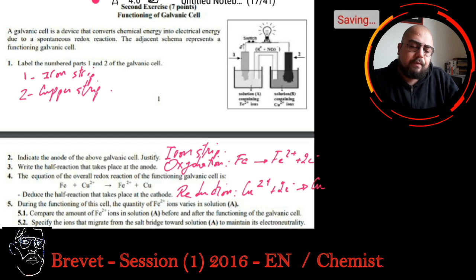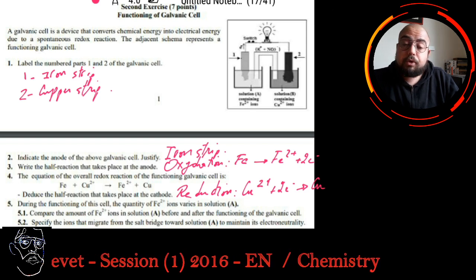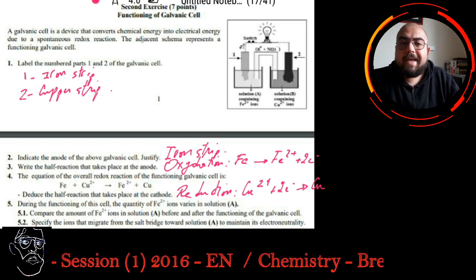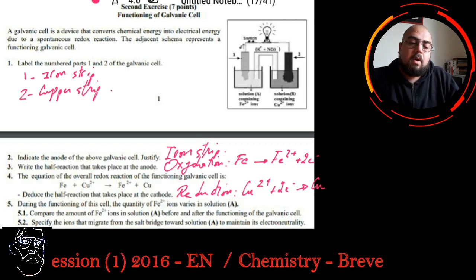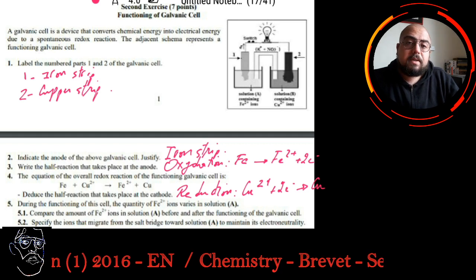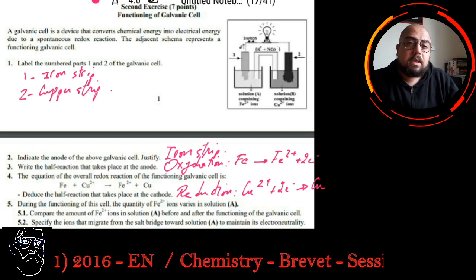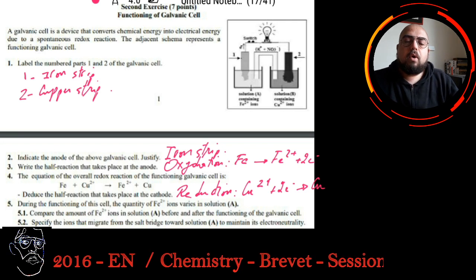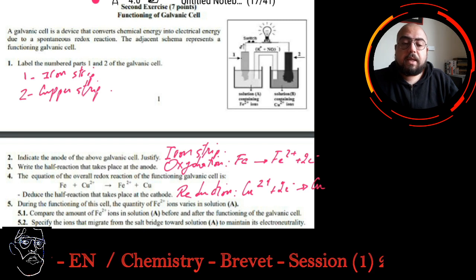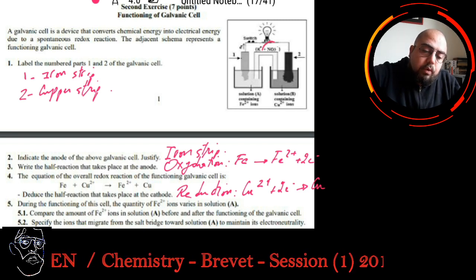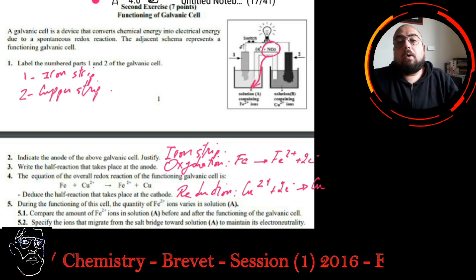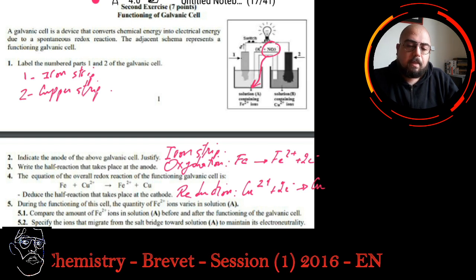Specify the ions that migrate from the salt bridge toward solution A to maintain its electroneutrality. So in solution A, which is the anodic part, we have Fe2+, which is increasing, just like we said previously. The positive charges are increasing. We need negative charges to have a certain balance in order to maintain the electroneutrality. So the NO3- ions will migrate towards the part where the oxidation is taking place.